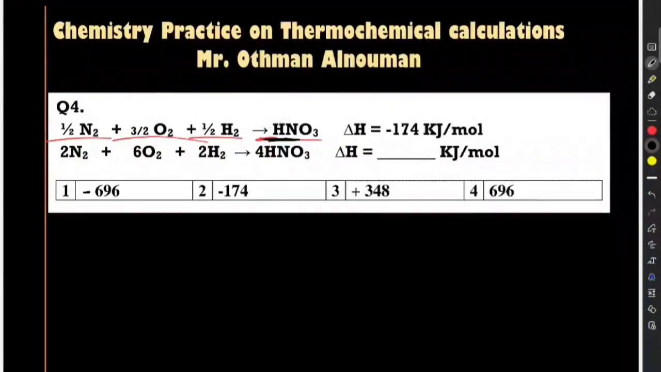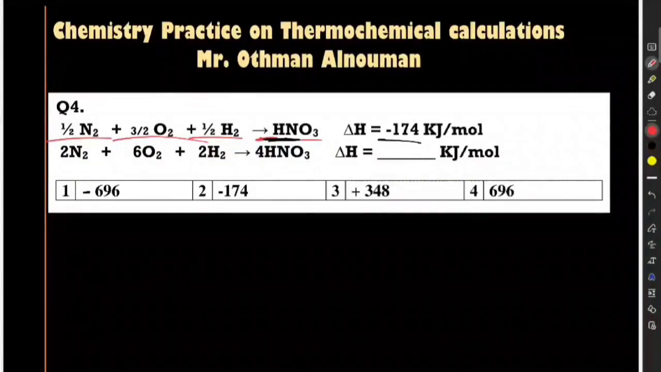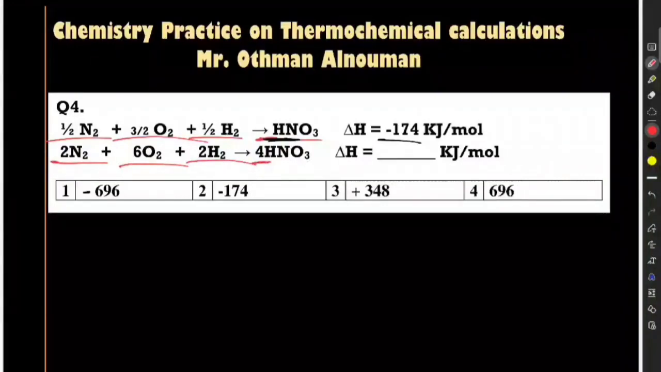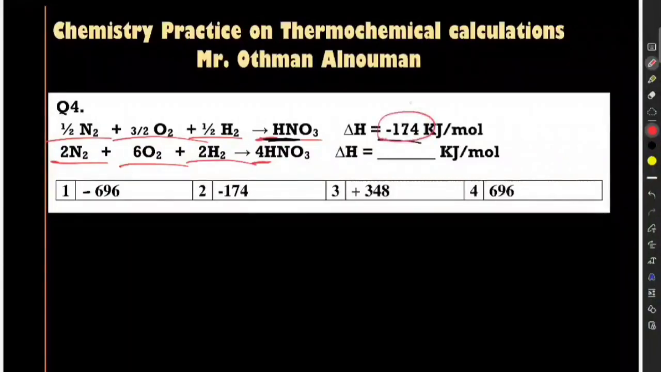1 mole, and the heat will be negative 174. Now let's see here. 2 moles of nitrogen plus 6 moles of oxygen plus 2 moles of hydrogen will give me 4 moles of nitric acid. What is the heat? The heat is the same as this, but I will multiply it by 4 because this is the heat of 1 mole.